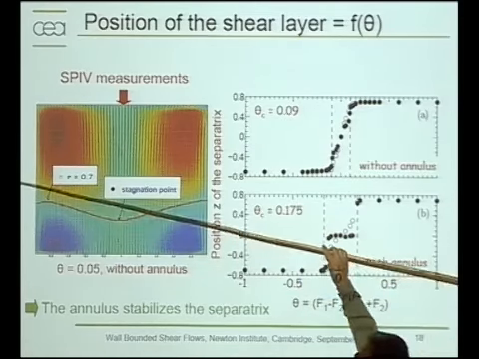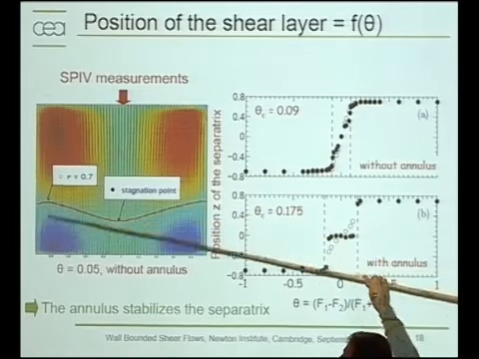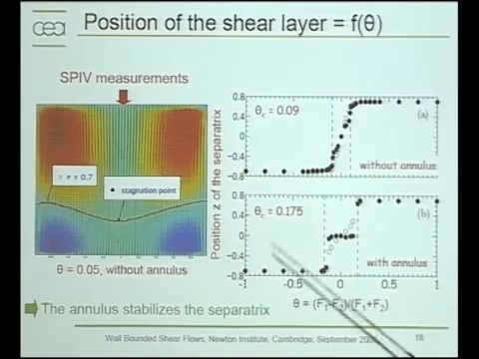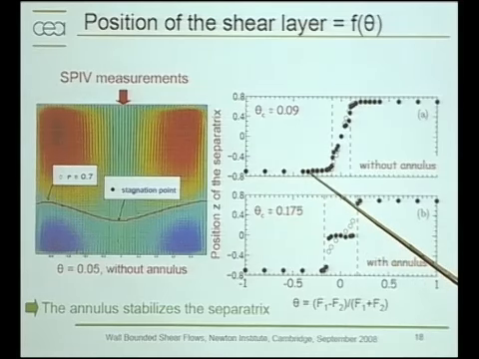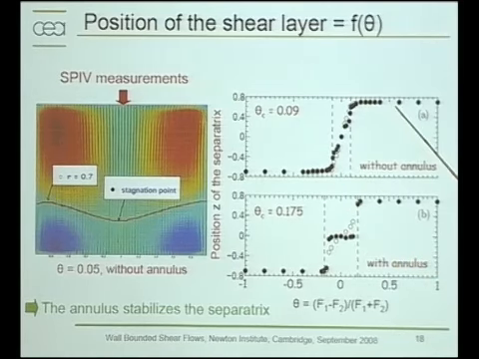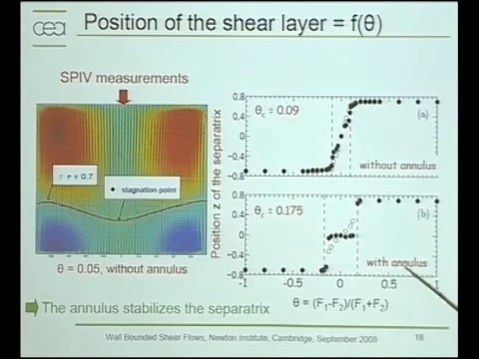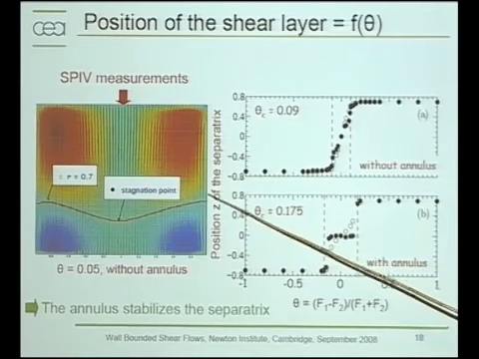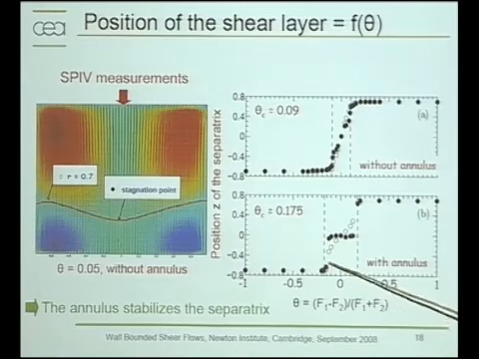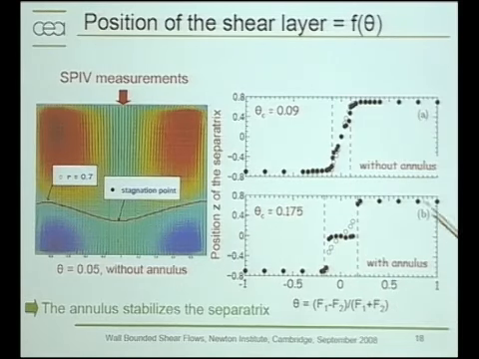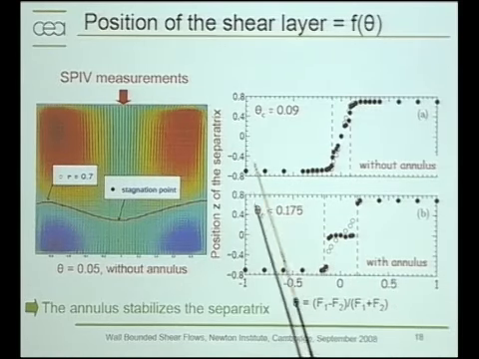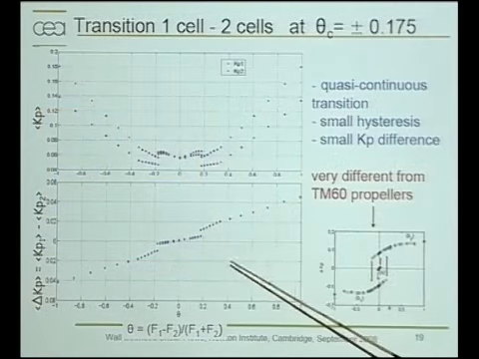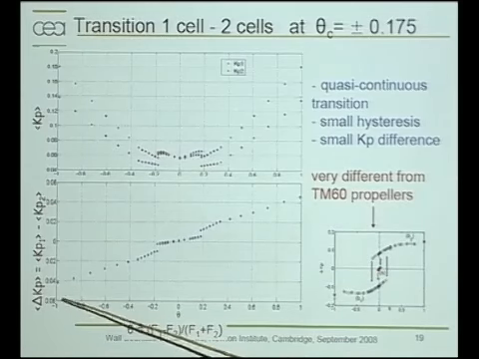We performed the same experiment first in water, and what do we see? First, without annulus, we see a transition. This is the position of the separatrix between the cells above and under. Here is one propeller, here is the other propeller. And in this case, with this kind of propeller, there is a continuous transition like this, without annulus. Now, if we put this small annulus here, in the middle shear layer, we also see this jump like this.